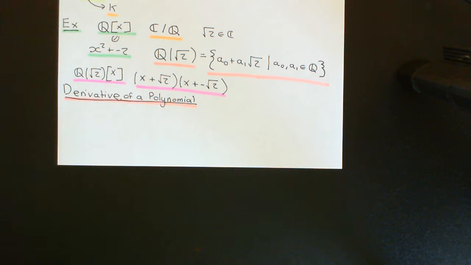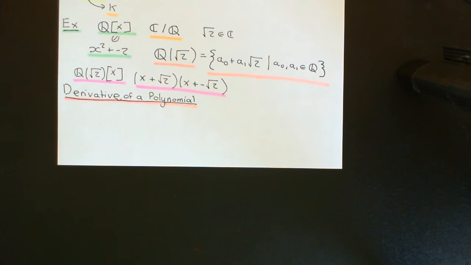Now, you will have met the concept of a derivative of a polynomial before in analysis. However, the way we're going to define it here, although the formula is going to be exactly the same, the actual way that we define it is very different to the way that we define it in analysis. In analysis, we use limits and differentiation to define the derivative of a polynomial.